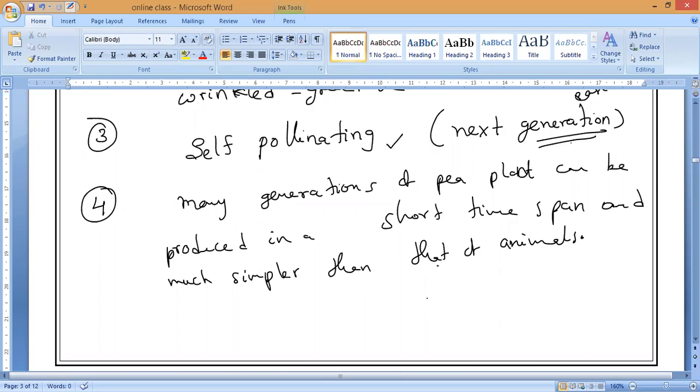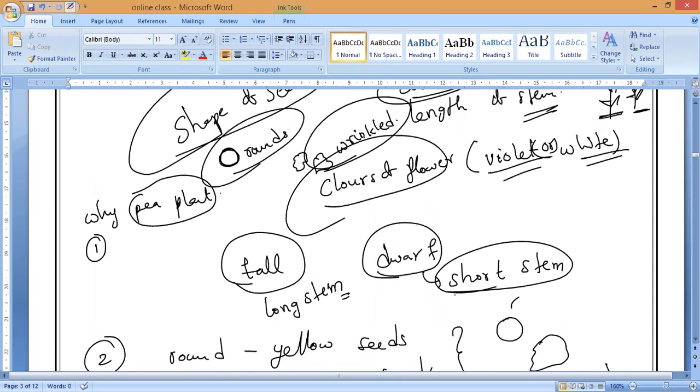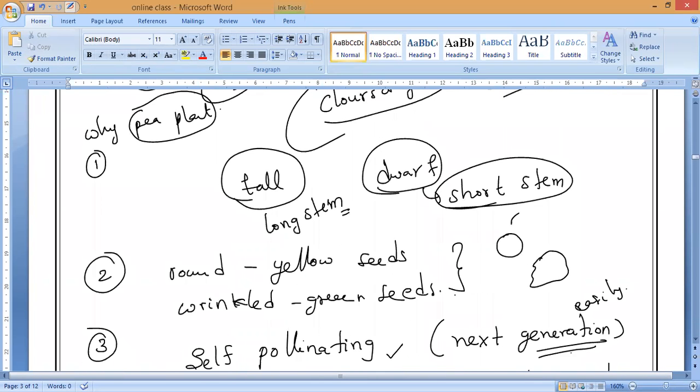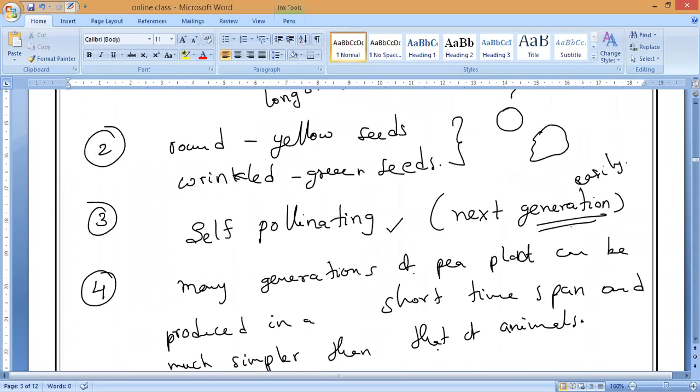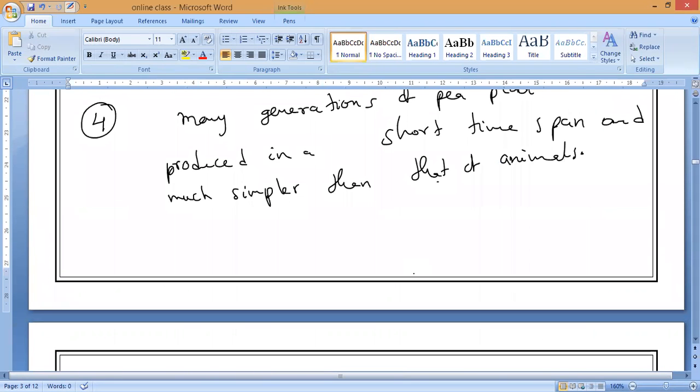So if suppose they ask you what the reasons are behind choosing a pea plant by Mendel, then you have to write all these four points. Have you understood, guys? Please respond. Yes. So now if you understand this one, then we are going to study the next one called hybrid.